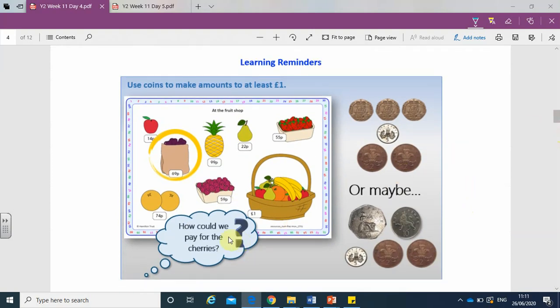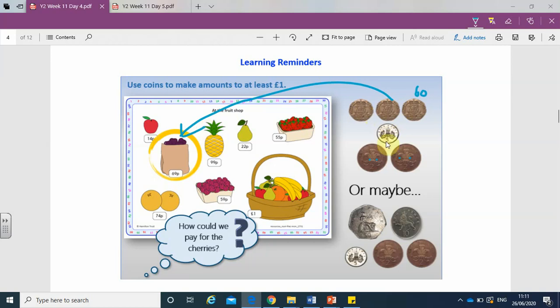Here they've got some coins. How could we pay for the cherries? A good strategy here is to add them up. So 20, 40, 60. Or one of our strategies is to take the 0 off: 2, 4, 6, put it back on, 6 and a 0 is 60. So we're always making things easier for us. Then 65, I can just add that on: 65, 66, 67, 68, 69. So there's the money for that one.